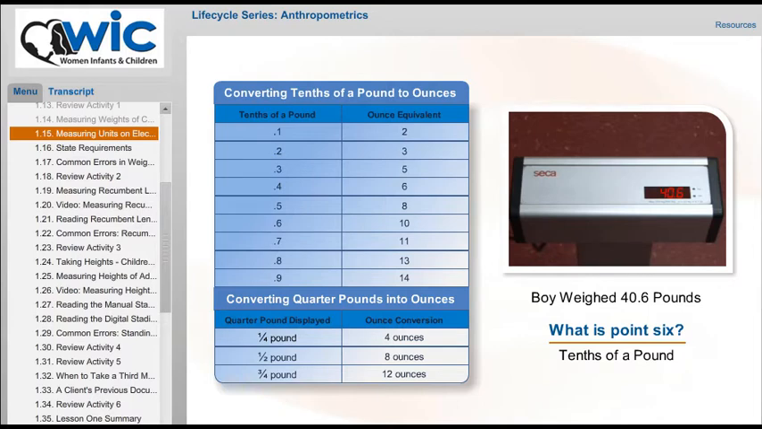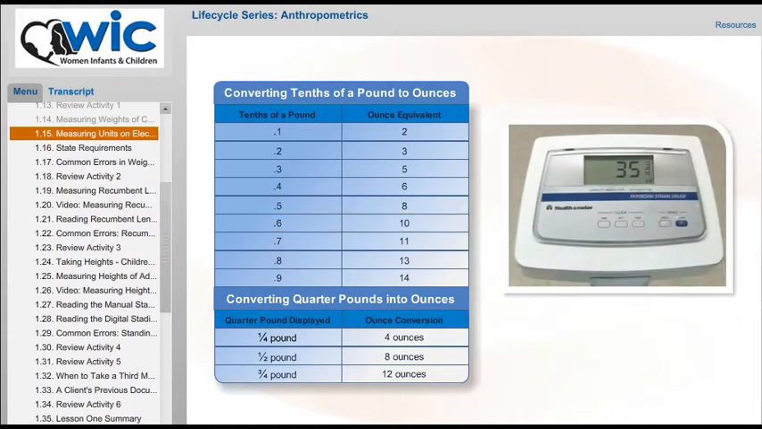Looking at this table, 6/10 of a pound equates to 10 ounces. So 40 pounds, 10 ounces is what you or someone else would put into the WIC computer. Now, let's say the child weighed 35 3/4 pounds, and your WIC computer system, once again, took pounds and ounces. How many ounces would 3/4 of a pound be? Using this table, you can see that 3/4 of a pound equals 12 ounces. So this boy weighed 35 pounds, 12 ounces.